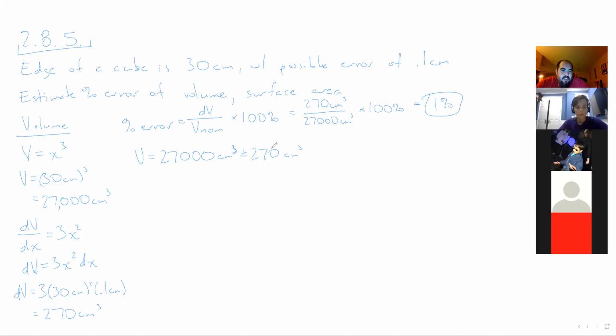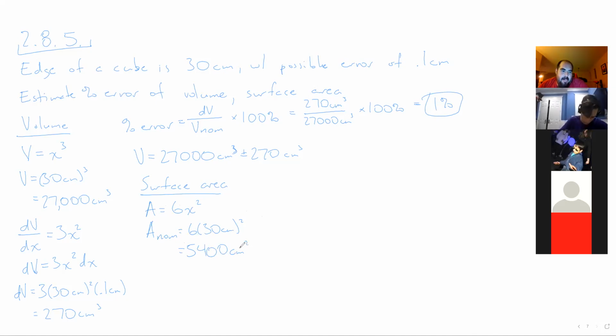All right, Gabriella, you also want to do the surface area, so how would we handle that? The original, would it be 6x squared? Yep, that is the equation for surface area of a cube. And then we'd find the surface area with the 30 centimeters. Yep, so we'll find the nominal. That comes out to 900 times 6, so 5,400 centimeters squared.